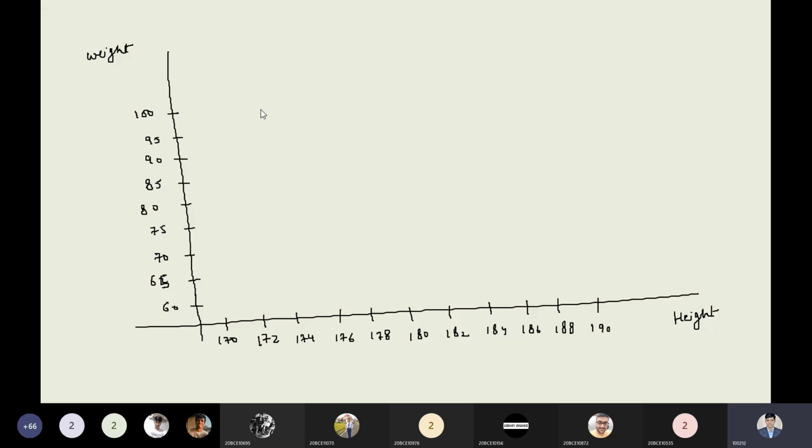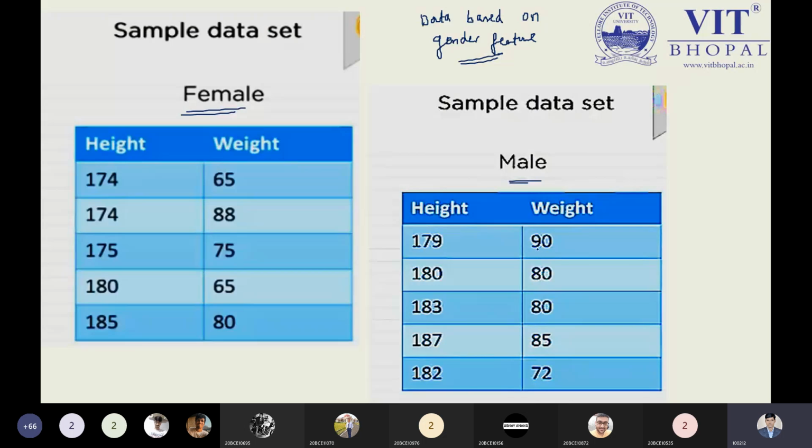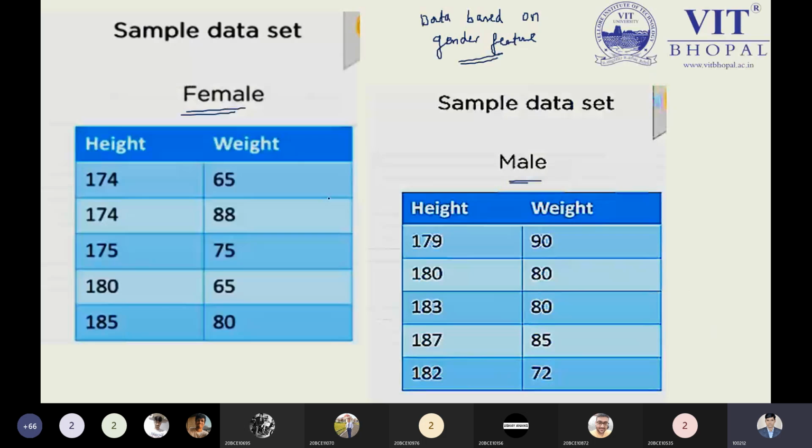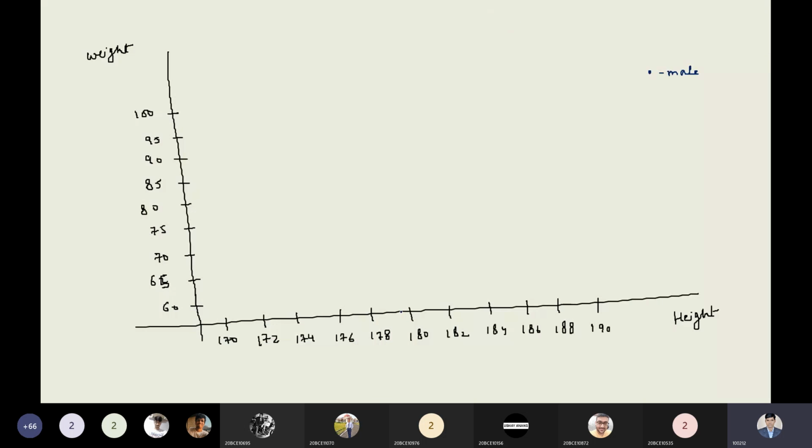So now I'm just choosing the blue color data points, and these blue color data points will be the male. So first I'm taking the male part. So male, we have a 90 to 170. So we have a 90 weight and the height is 170. So what is the height? 179, and the weight is 90. So when we have the height 179, the weight is 90. So this one I can take over here.